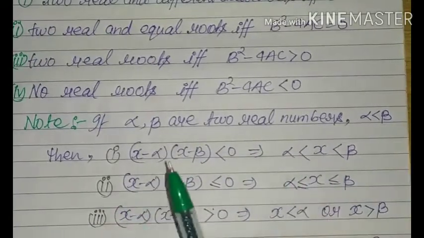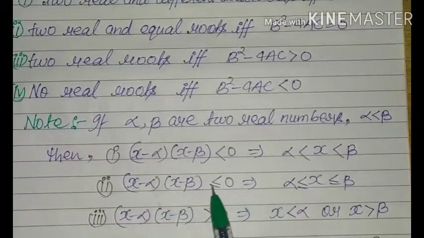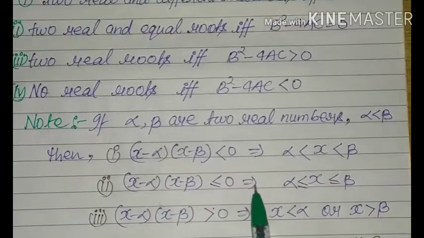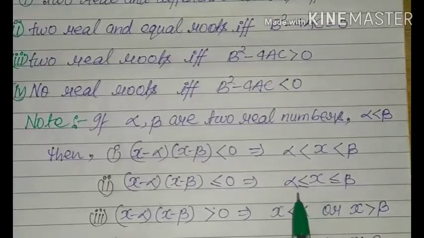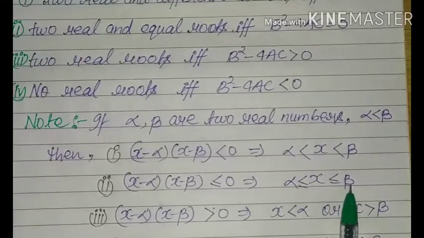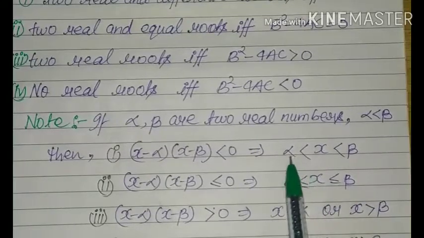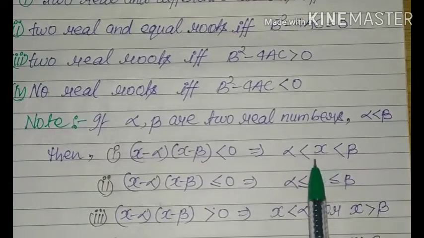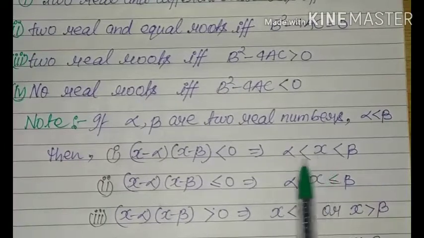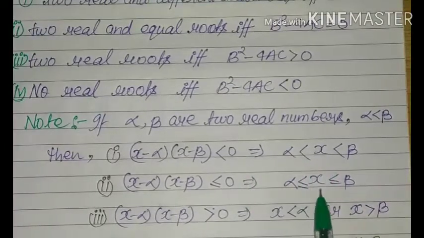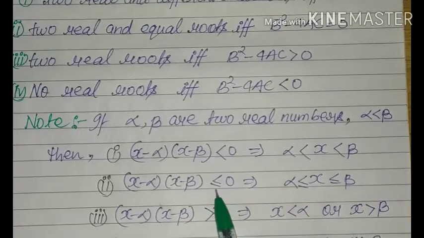Okay. The second one is: if (x minus alpha)(x minus beta) is less than or equal to 0, this implies that x should lie in between alpha and beta, with alpha and beta both included in this condition. In the previous case alpha and beta were not included, meaning excluded, but here alpha and beta are included because of the equality sign.